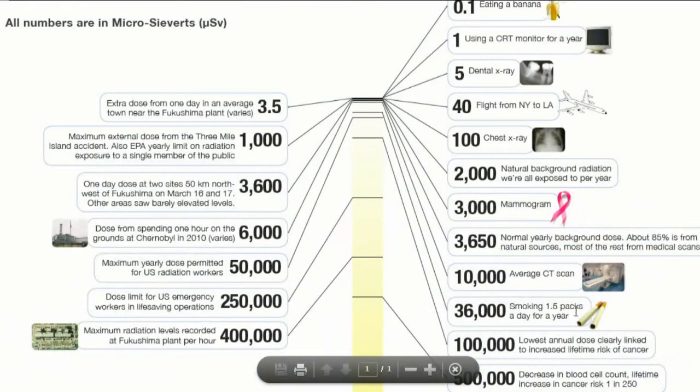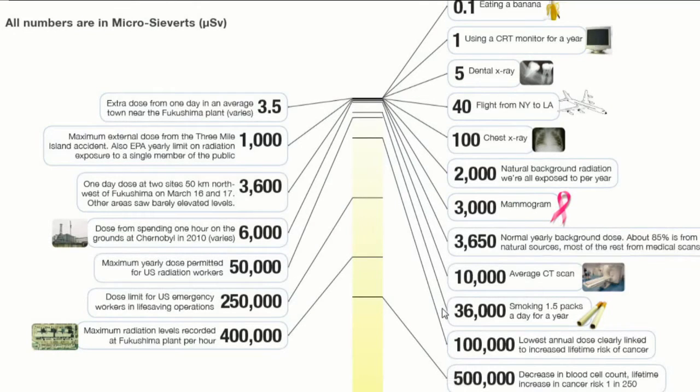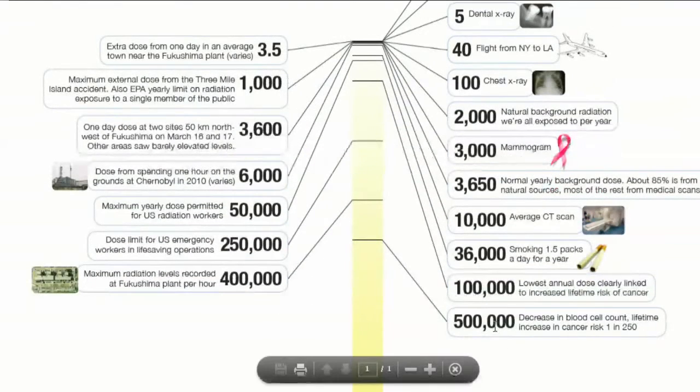Let's get into smoking. 1.5 packs a day for a year is 36,000 microsieverts, from the radioactive stuff in cigarettes. The lowest annual dose clearly linked to cancer is 100,000, which is kind of scary. And if you get to 500,000 microsieverts, decreasing your blood cell count, your cancer risk increases to 1 in 250.